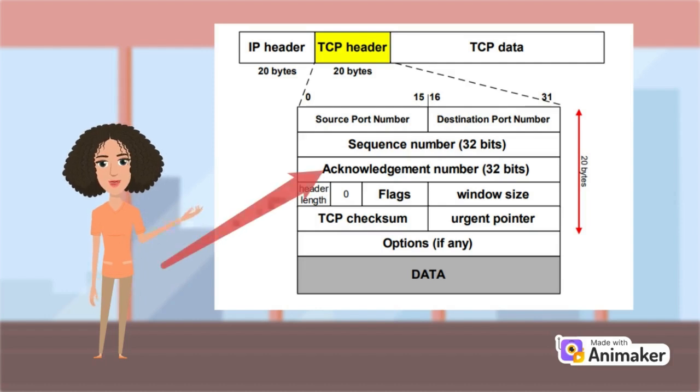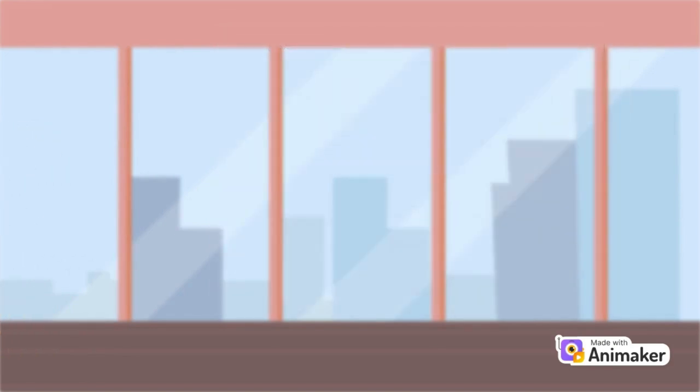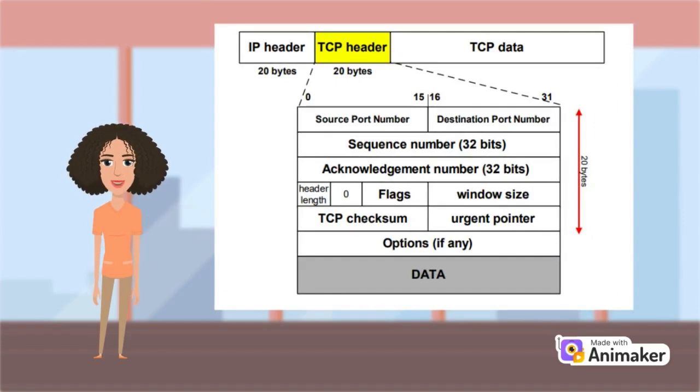Acknowledgement number confirms the receipt of data. It tells the server which byte the client expects next, ensuring that any lost data is retransmitted. Flags are control bits, like ACK, SYN, FIN, that manage the connection state. For example, the ACK flag acknowledges received data, while FIN is used to close the connection.